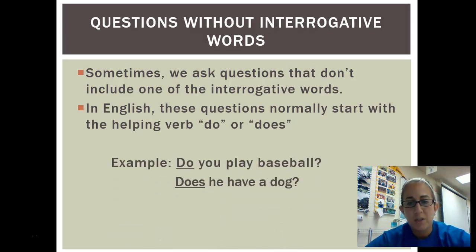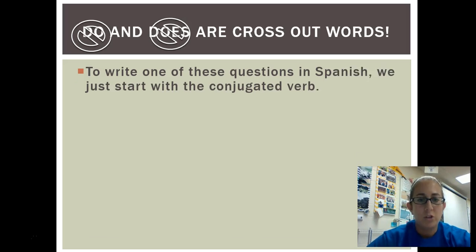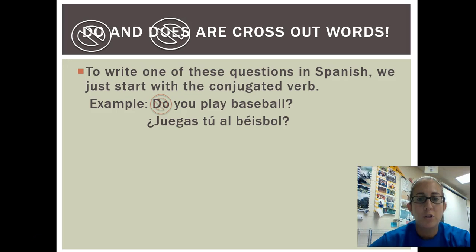So do you play baseball? Does he have a dog? Do and does are what I like to call cross-out words. So we don't have them. There really isn't anything there in Spanish. So in order to put together one of these phrases, we just start with the conjugated verb. So, do you play baseball? We don't say do, we just say ¿juegas tú al béisbol? Notice again, our verb comes first, juegas, and then our subject tú follows. Do you need that tú there? Not necessarily, but if you were to include it, that's where it would go.